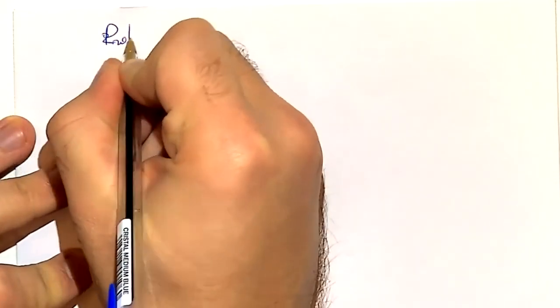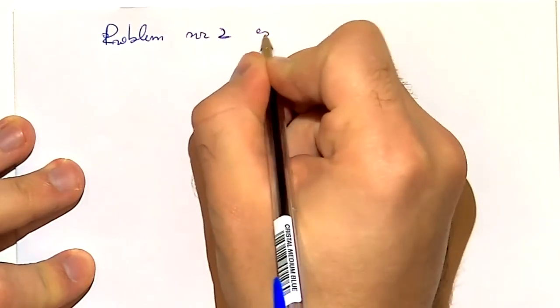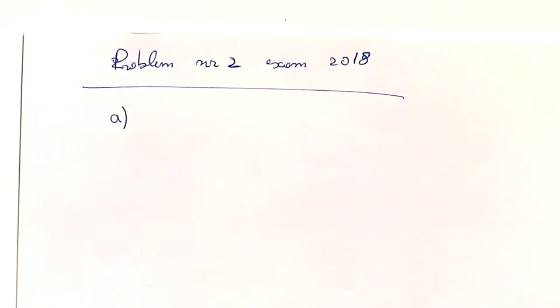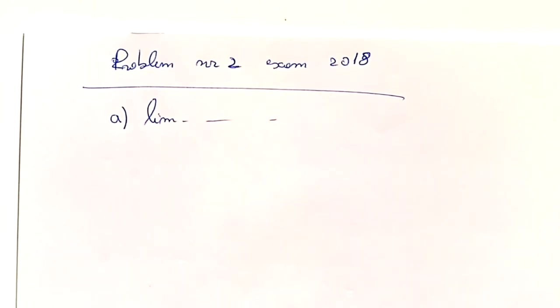So problem number 2 from exam 2019. No, I think it's 2018 fall. Anyway, still problem number 2, still an exam from a recent year. What is it? The first problem is in point A, you're asked to compute some limits. We're not going to solve it. We don't care about them right now.